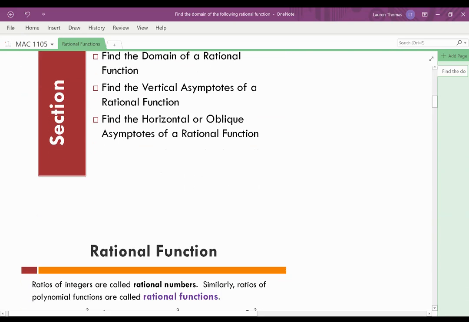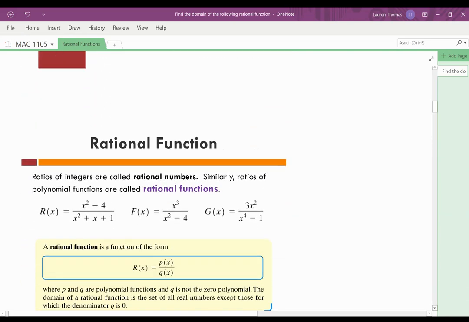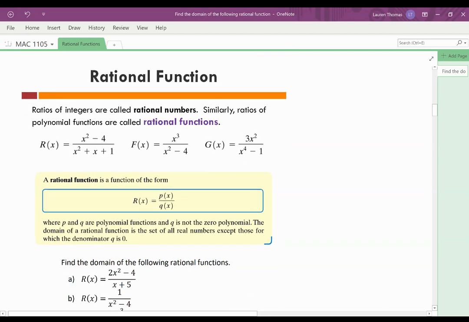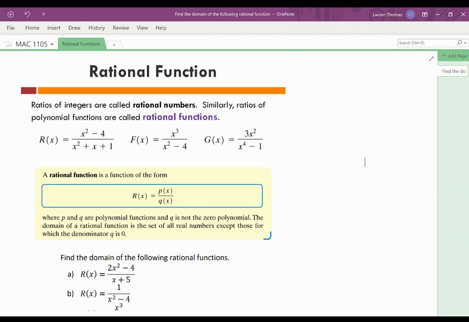So the first thing we want to go over is the definition of a rational function. By definition, ratios of integers are called rational numbers. Similarly, ratios of polynomial functions are called rational functions. The best way that I like to think about this is that rational functions are anything that look like fractions. So if it looks like a fraction, then it's a rational function.